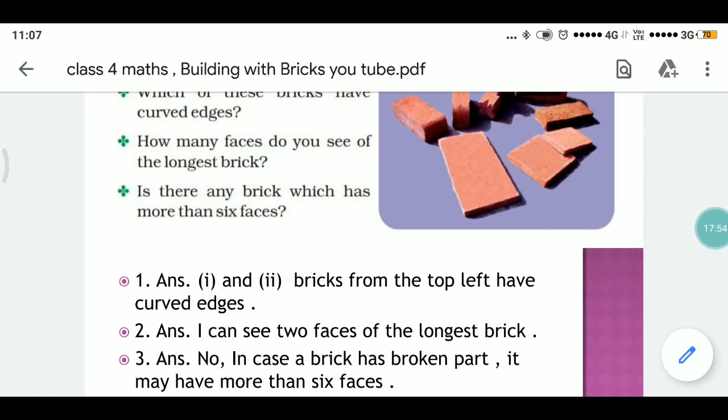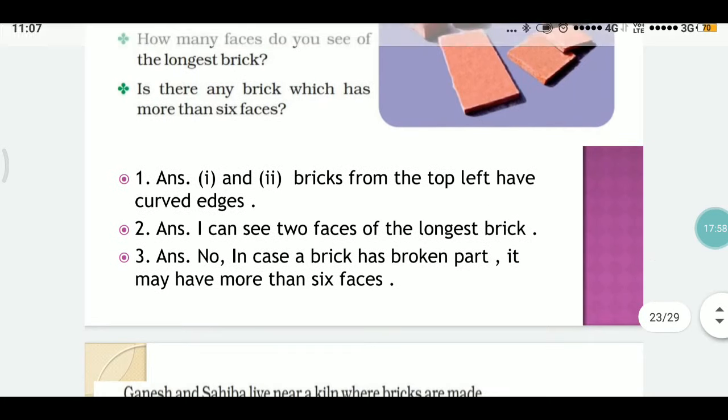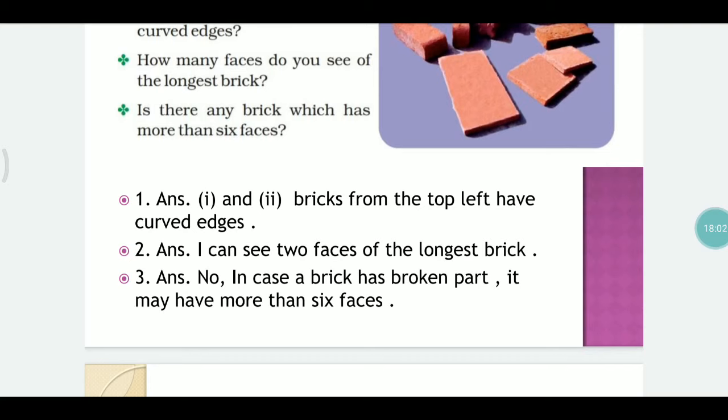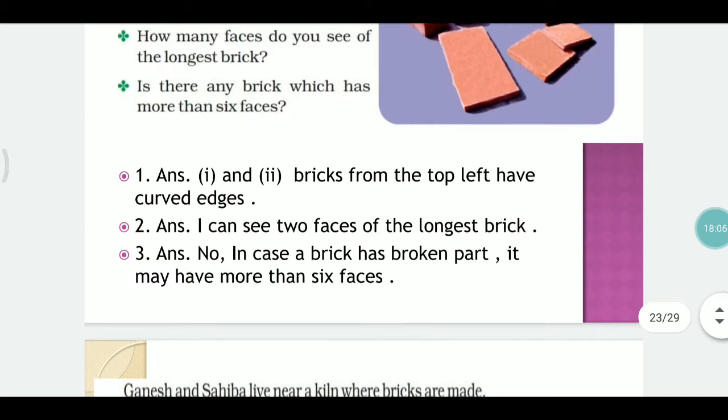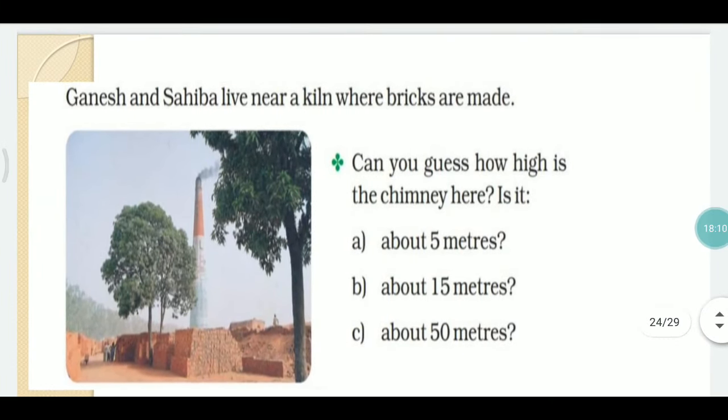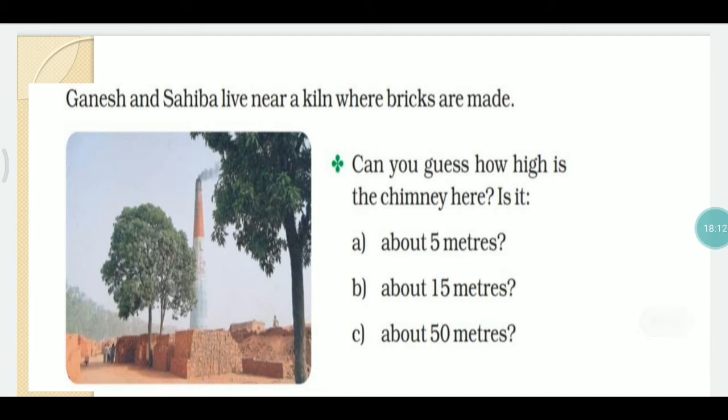Is there any brick which has more than 6 faces? Students, you will not find more than 6 faces in any brick. In case a brick has a broken part, it may have more than 6 faces. Students, next move to the next page.